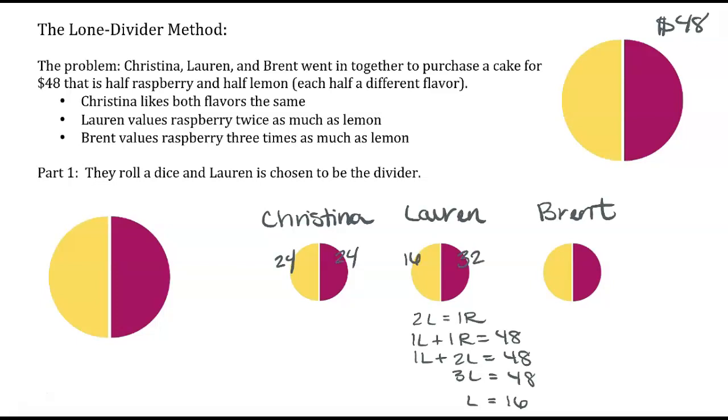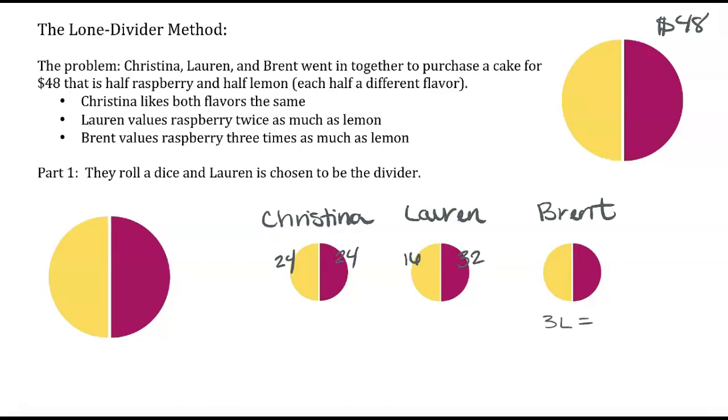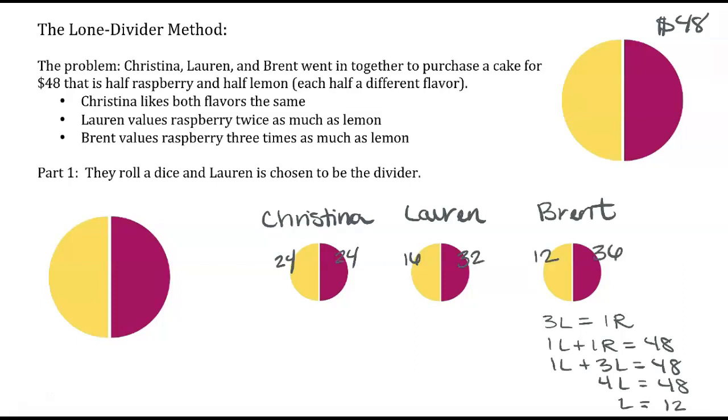Now let's look at Brent's value system. To Brent, raspberry is worth 3 times as much as lemon. That means that it would take 3 parts of lemon to equal the same as 1 part of raspberry. Our cake is made up of 1 part lemon and 1 part raspberry, totaling $48. Substituting 3 parts of lemon for the 1 raspberry, we have 1 lemon plus 3 parts of lemon equals $48, or 4 parts lemon equals $48. That tells us that the lemon part of this cake is worth $12 to Brent. That leaves $36 for the raspberry half.